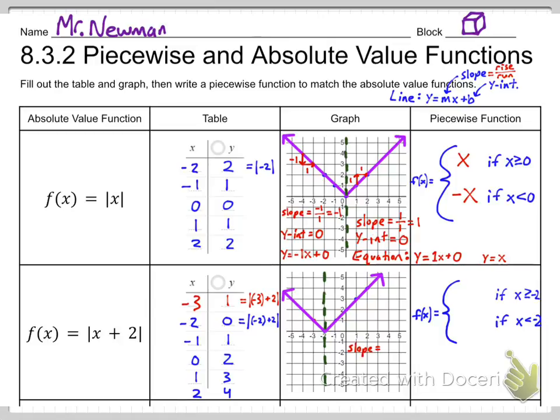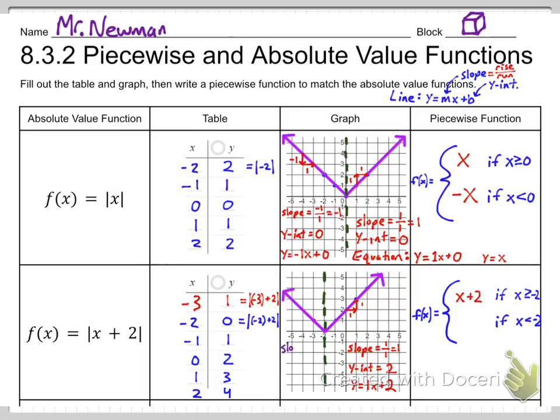Now we're just going to use the equation for a line, y equals mx plus b, to find the slope and y-intercept. Well, the slope here, rise over run, we go up 1 and right 1, so it's 1 over 1, in other words, 1. And the y-intercept, can you see it there? That's right at 2. So our equation is y equals 1x plus 2. In other words, x plus 2.